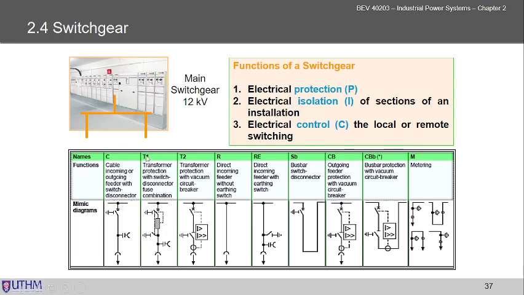Let's say you want to do maintenance at a certain part, then you switch off or disconnect that part from the rest of the plant. So that is the isolation. And another function of the switchgear is to control. That means you must know what the voltage level and current level are, through the metering here.